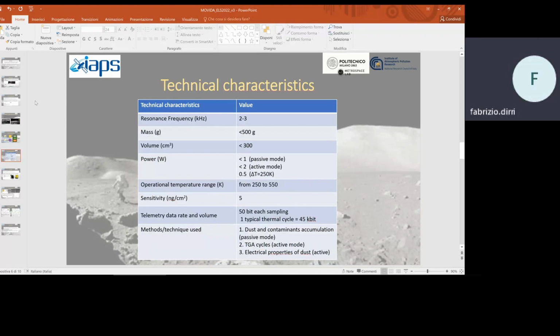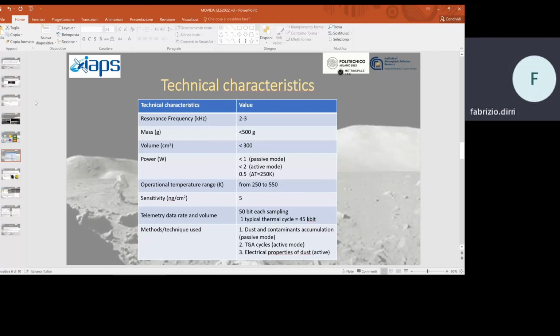The technical characteristics of the instrument: the main signal is a frequency around 2-3 kilohertz, and the total mass of sensors 1 and 2 is below 500 grams. The instrument can function in different modes: passive, which means accumulation of particles, and active mode, by using the capacitor, or by using a thermal cycle with an integrated heater on the sensor. You have to think that only 0.5 watt is necessary to obtain a delta T of 250 Kelvin.